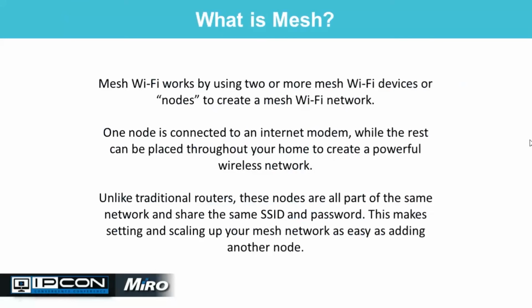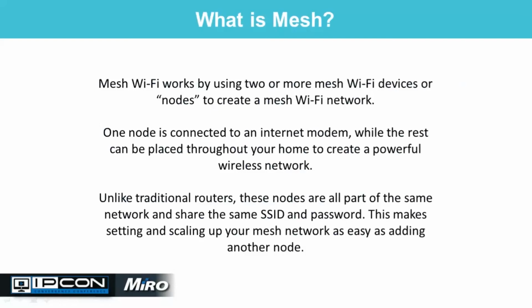So, guys, just not to undermine anyone's knowledge here, but for those of you who may be new to the concept of meshing, I just want to give a quick introduction as to what is meant by mesh. Mesh Wi-Fi networks work by using two or more mesh Wi-Fi devices, also known as nodes, to create a mesh Wi-Fi network. One node is connected to an internet modem, while the rest can be placed throughout your home to create a powerful wireless network. Unlike traditional routers, these nodes are all part of the same network and share the same SSID and password. This makes setting up and scaling up your mesh network as easy as adding another node.